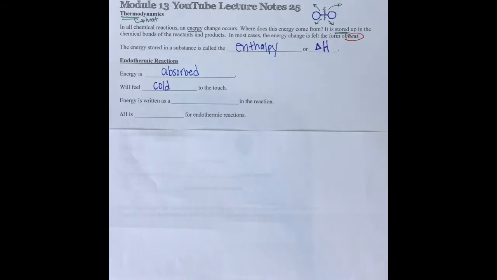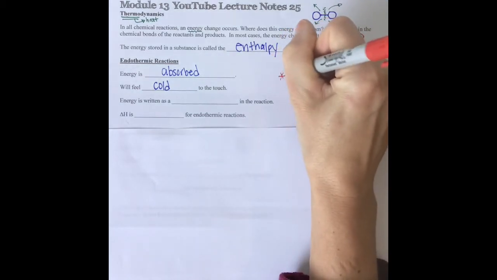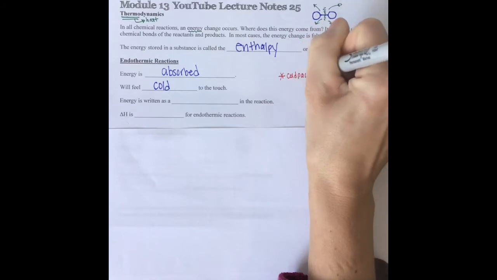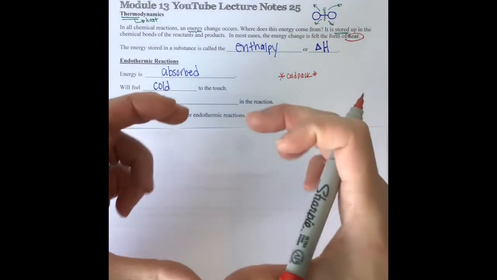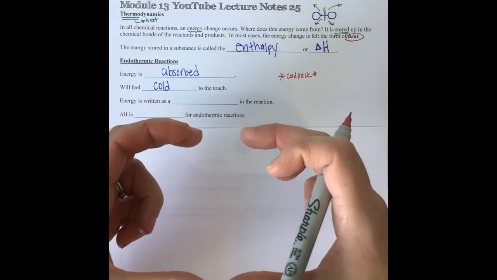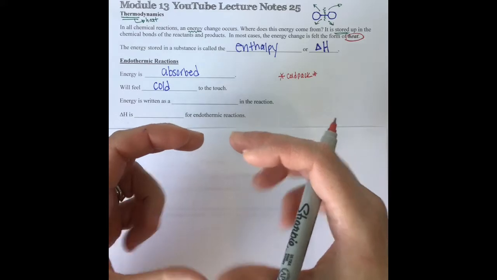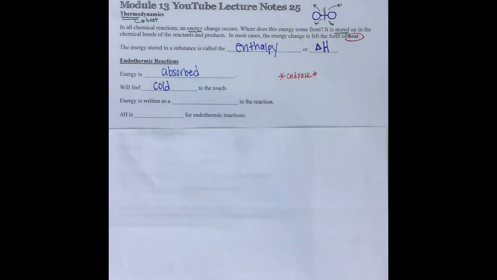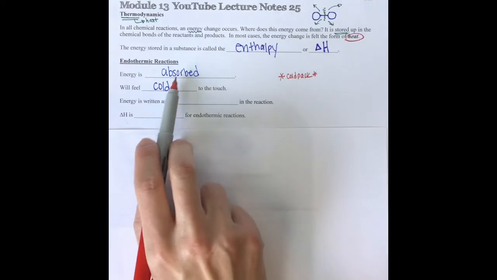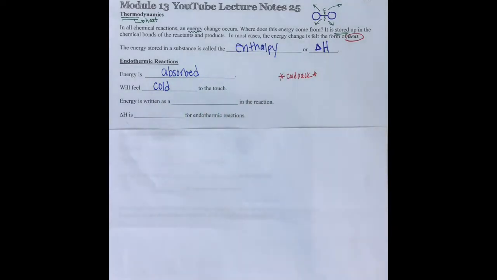An example of an endothermic reaction that I can think of is a cold pack. If you've ever seen one of those in a first aid kit, it's a packet and it has some different chemicals in it. When you're ready to use it, you're supposed to squish the chemicals together and mix them. That reaction absorbs energy and it feels cold to the touch. So it creates a cold pack.